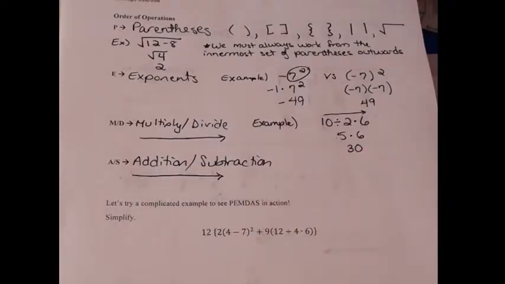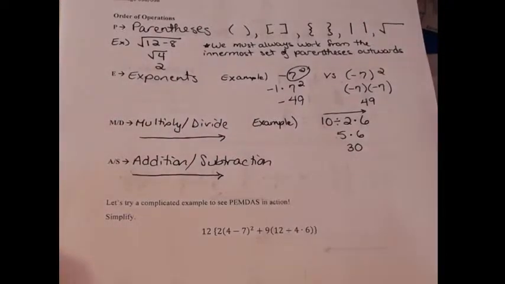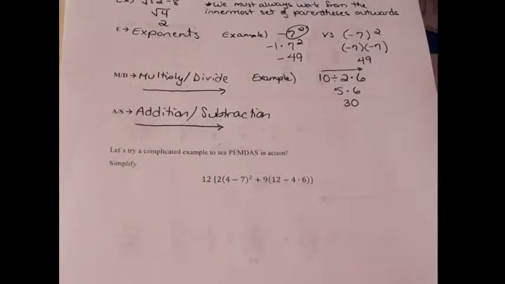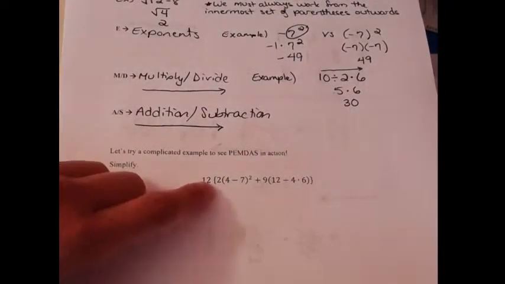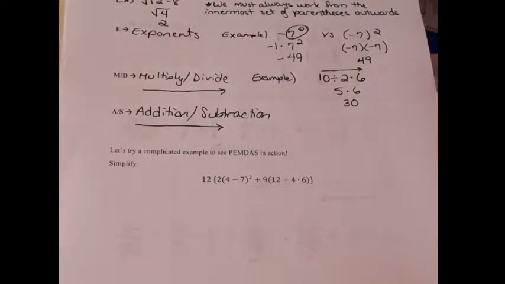So check this complicated problem out. It looks a little nuts, right? We have parentheses, we have braces, right? They're not curly bars, they're braces. We have a lot going on. So technically, here's what this expression says. 12 times a quantity of 2 times quantity 4 minus 7 to the second power plus 9 times the quantity 12 divided by 4 times 6.